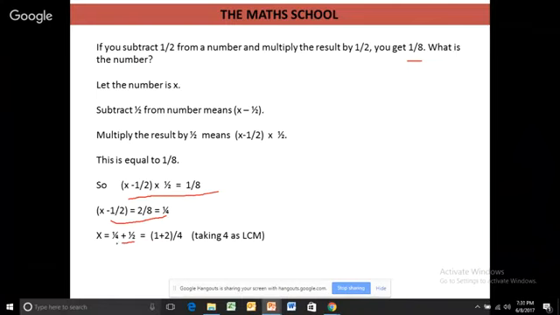If you want to add 1 by 4 to 1 by 2, you need to take the LCM. LCM of 4 and 2 will be 4, right? So it will be 1 plus 2 over 4, so 1 plus 2 divided by 4 is 3 by 4. This will be the answer.